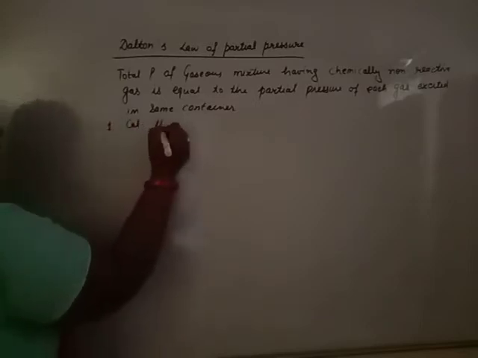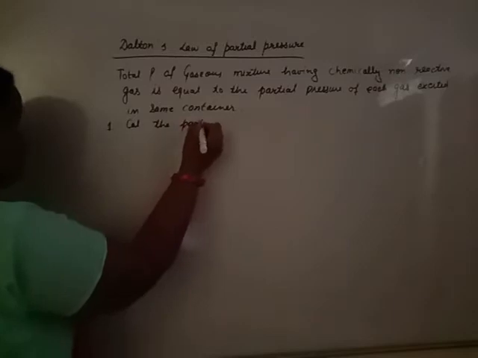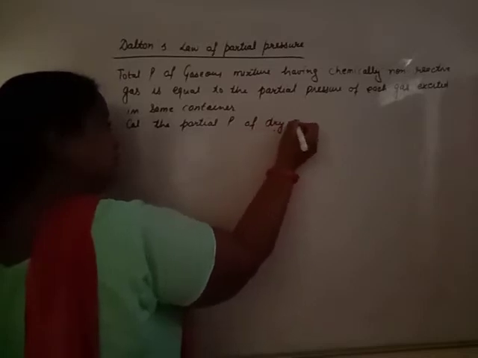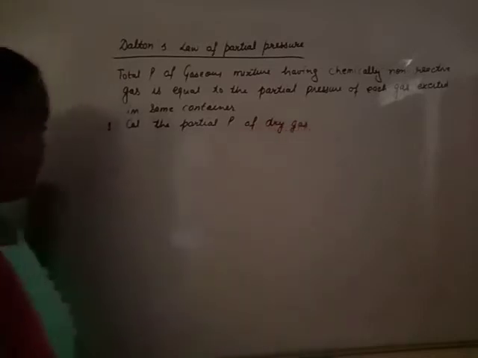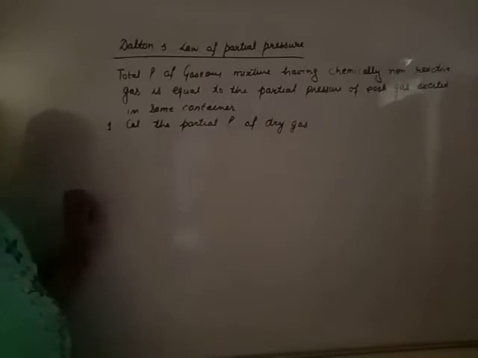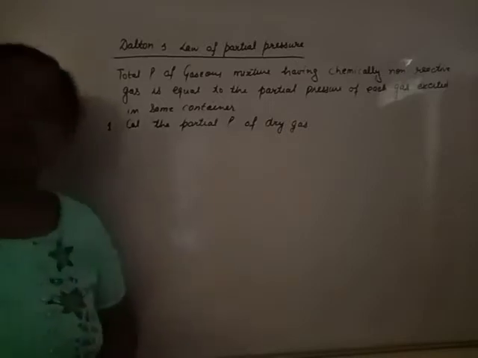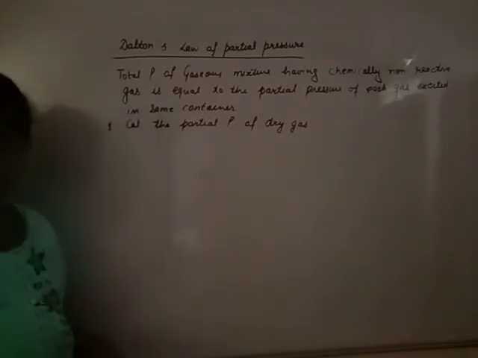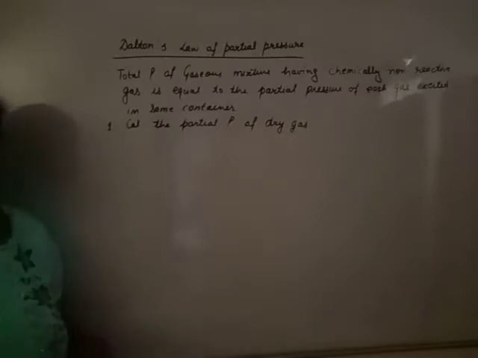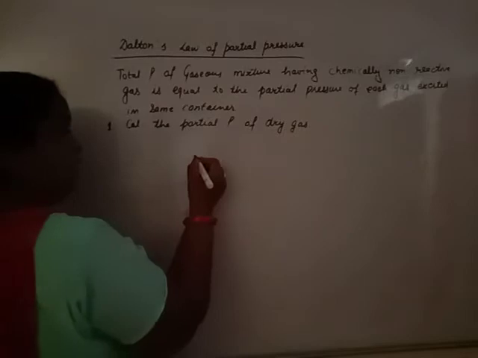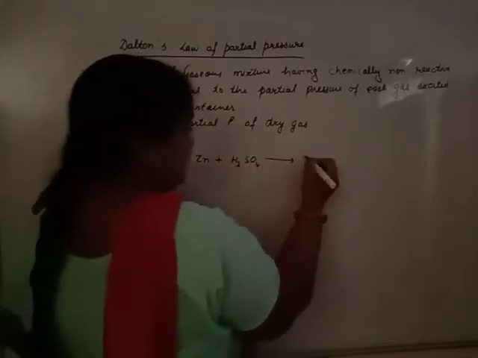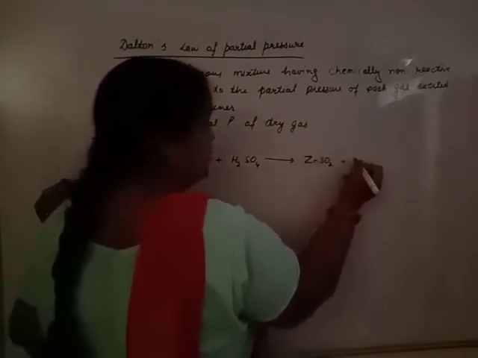Calculate the partial pressure of dry gas. It means any gas that is prepared in the lab is collected over water or some aqueous solution. Nitrogen gas will be collected over an aqueous solution of KOH, but hydrogen gas will be collected over water only. In your lower class, you learned that zinc plus sulfuric acid react together to give zinc sulfate and hydrogen gas.